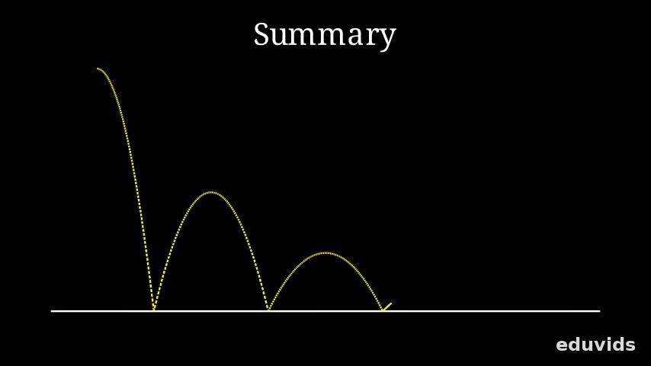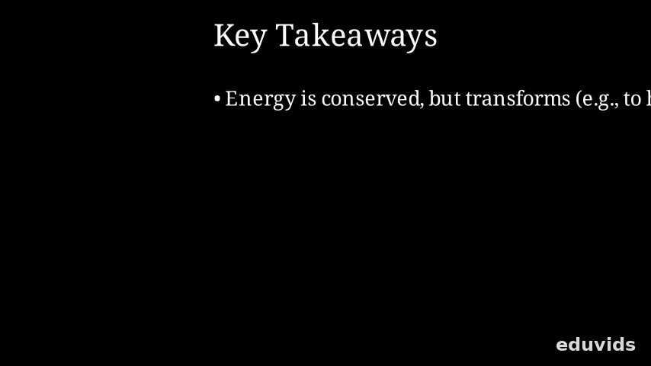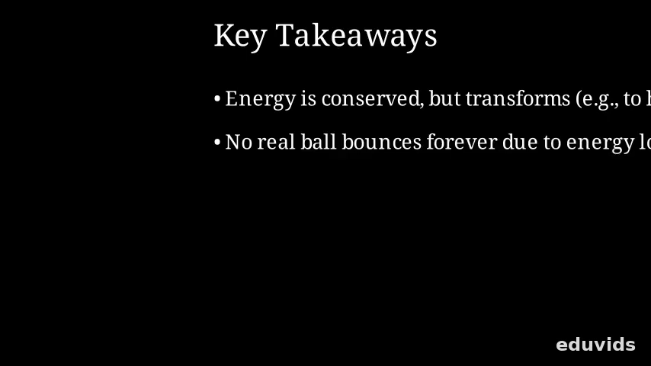We've journeyed through the dynamic physics of a bouncing ball. It's a beautiful dance involving gravity, the interplay of potential and kinetic energy, momentum, and the fascinating nature of collisions. Remember, while total energy in a system is always conserved, kinetic energy often transforms into other forms like heat or sound during a bounce. This is why no ball bounces forever. Energy is always dissipated, little by little.